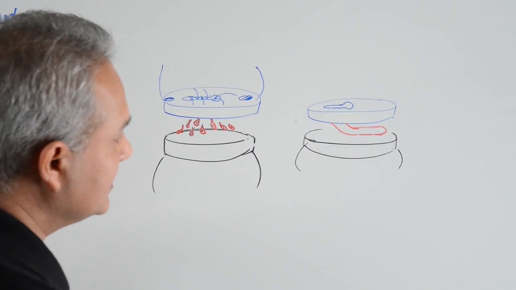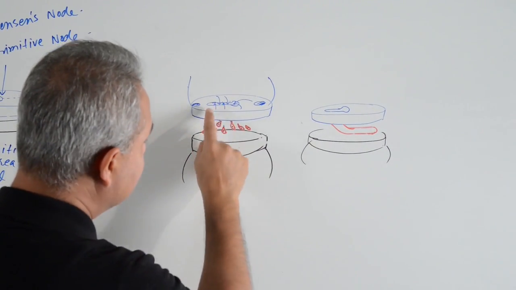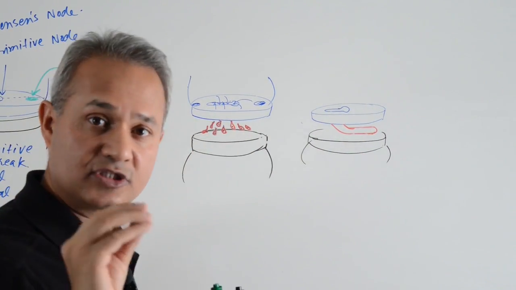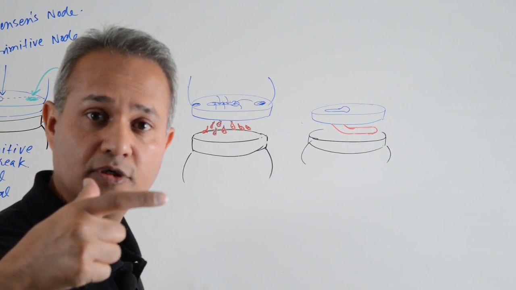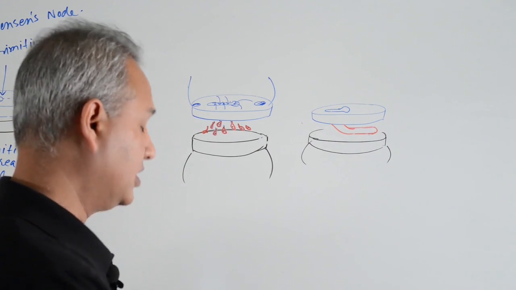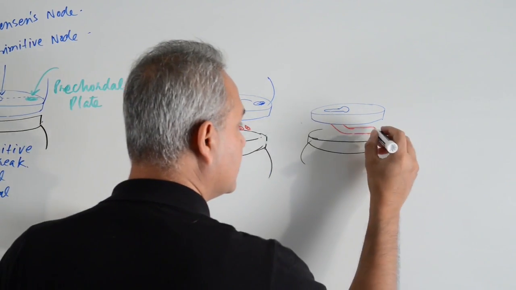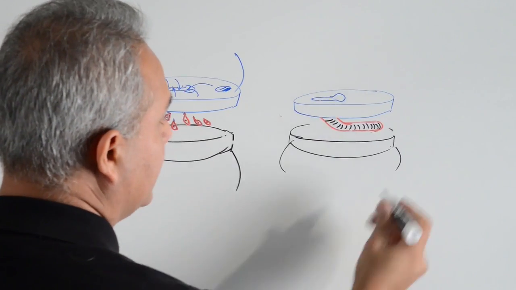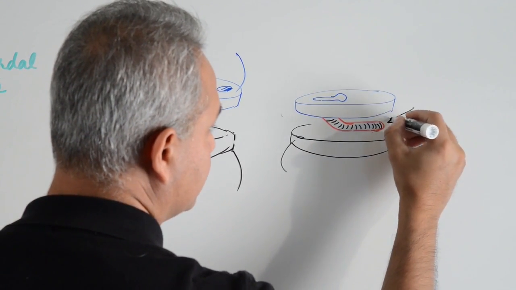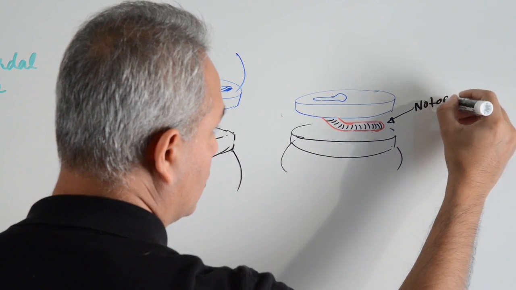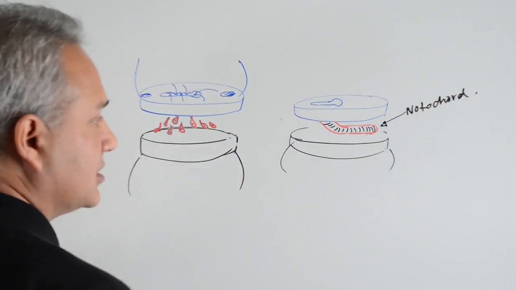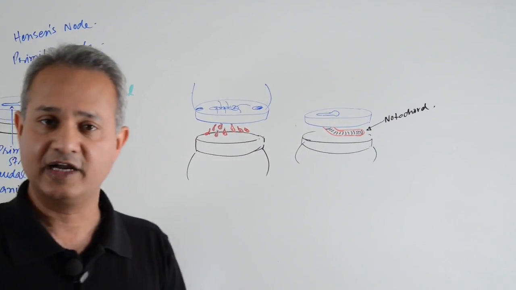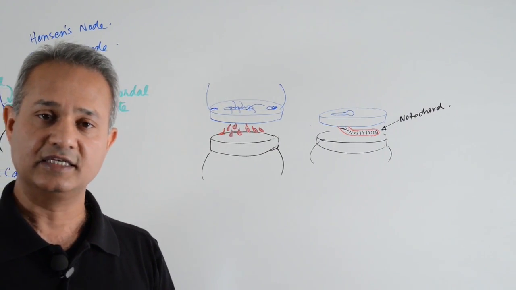Okay, so now what we're seeing is this. The cells that are coming down would start forming a tube. This is the notochord. This is the future area. So this is the notochord. The notochord is going to be very, very significant, very important in the development.